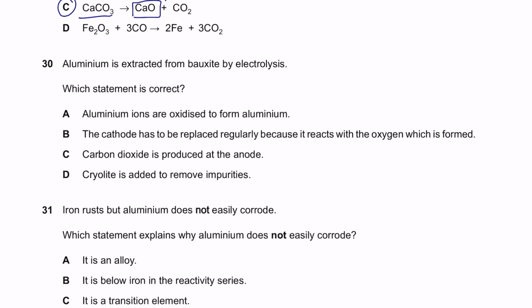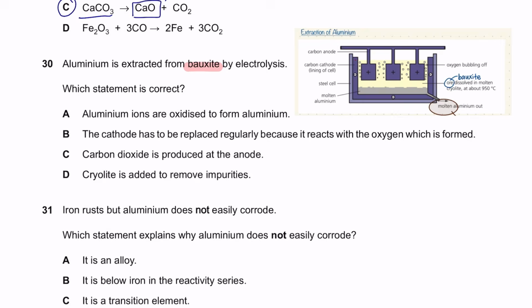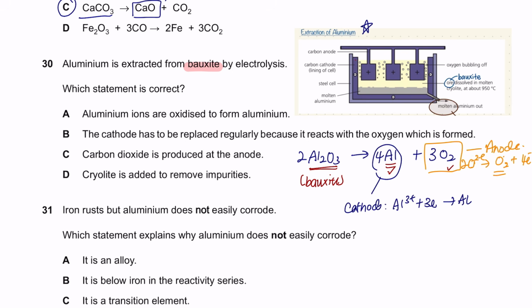Aluminium is extracted from bauxite by electrolysis. Which statement is correct? This is a setup for the extraction of aluminium. So we will be extracting aluminium from aluminium oxide, which is known as bauxite. The product is the pure aluminium and oxygen gas. Now aluminium will be formed at the cathode and oxygen at the anode.